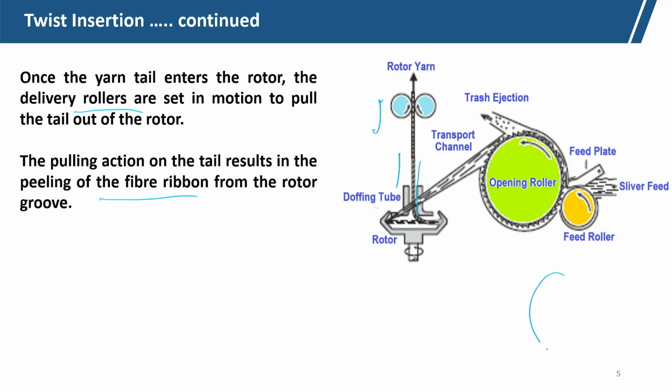So, in the rotor, this is the rotor groove, the fibers were laid here, and the tail end of the yarn which was rotating will start peeling off the fibers.